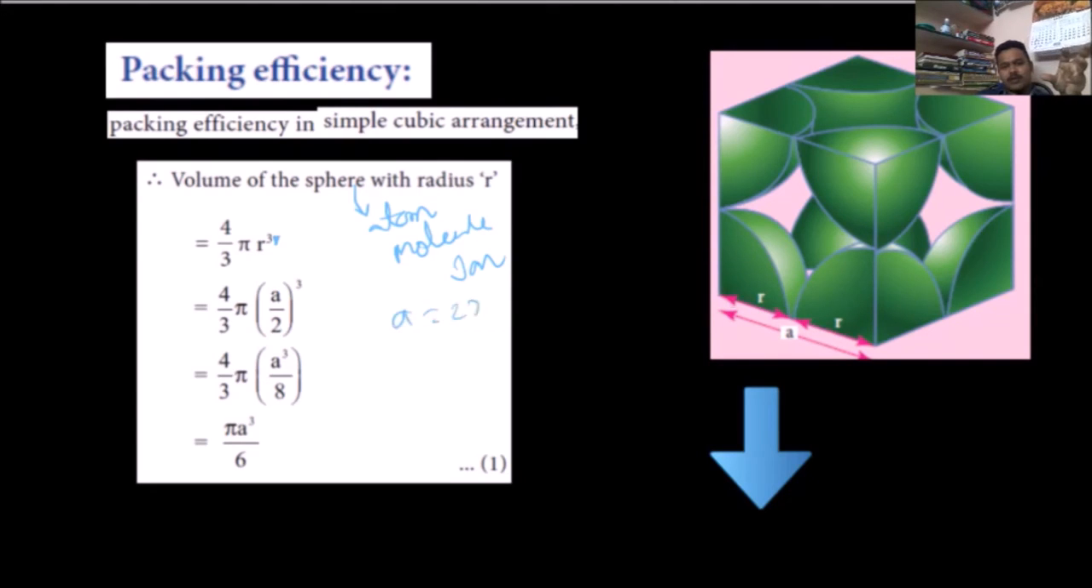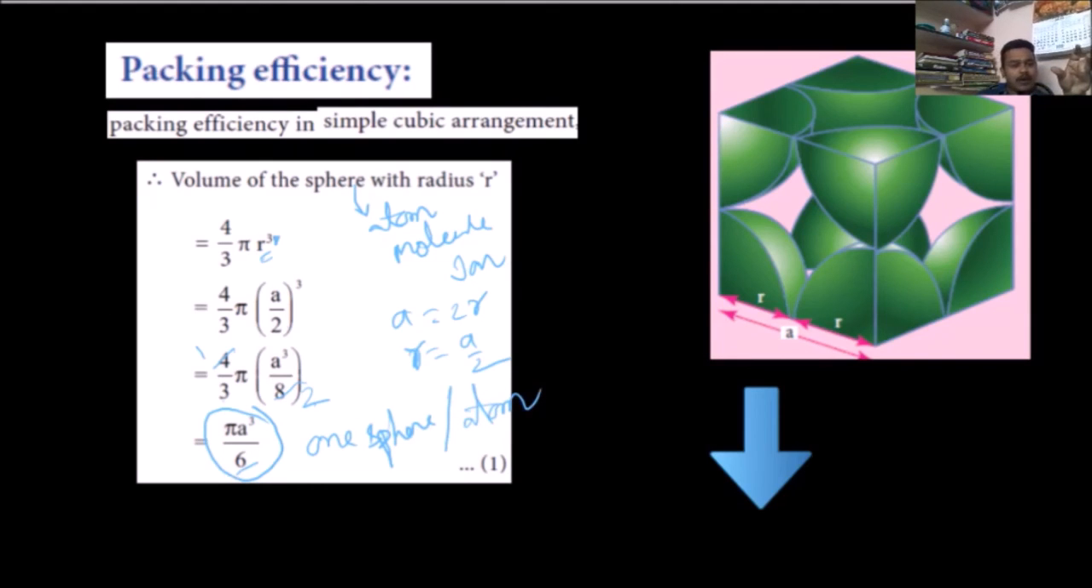A is equal to 2r. If you want the r value, it means a by 2. In place of r, a by 2 comes. In the calculation, a cube and 2 cube means 8 is coming. Here 4 ones and 4 twos. How much is coming? Pi a cube, with denominator 3 into 2, 6. So keep it aside. This is the volume of one sphere, that means the volume of one atom. That's what we calculated right now.